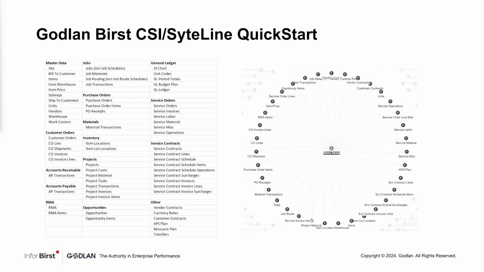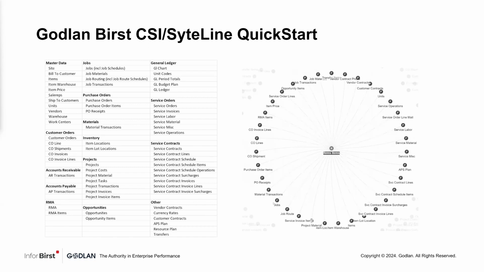So a little bit of an eye chart here, but basically I just want to give you the sense that we are bringing in a broad set of data as part of this integration to make it available for reporting. It just gives you a sense for it on the left-hand side there, and just core SyteLine data.